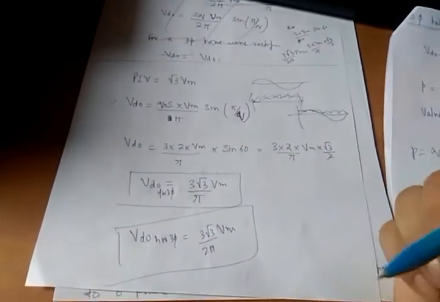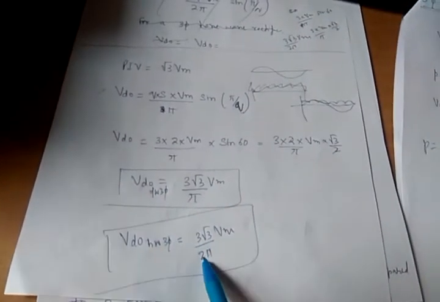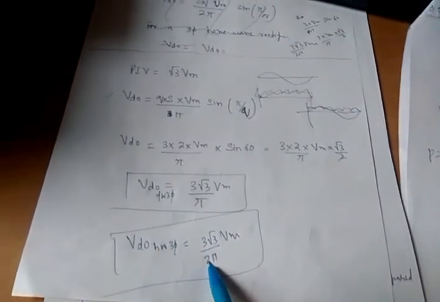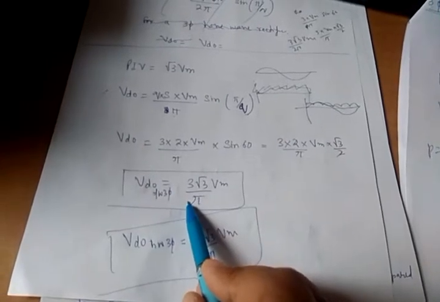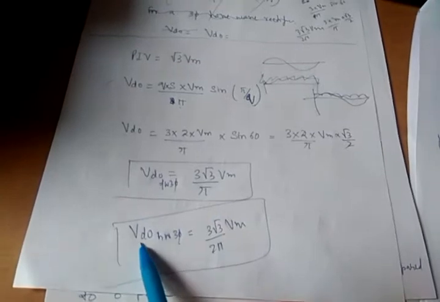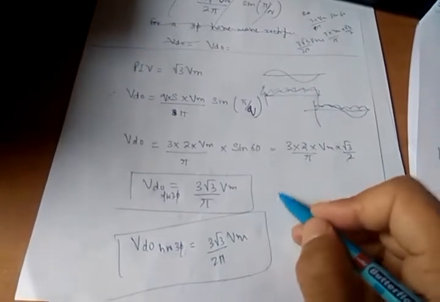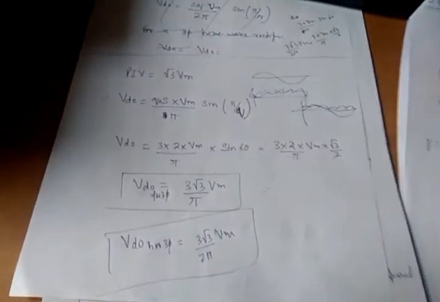So tell me, where will the output voltage be more? Obviously in full wave, because here the 2 is in the denominator, and here we don't have 2 in the denominator. So obviously Vd naught for a full wave 3-phase rectifier will be double that of the Vd naught for a half wave 3-phase rectifier. So obviously the output voltage will be more in case of a 3-phase full bridge rectifier.